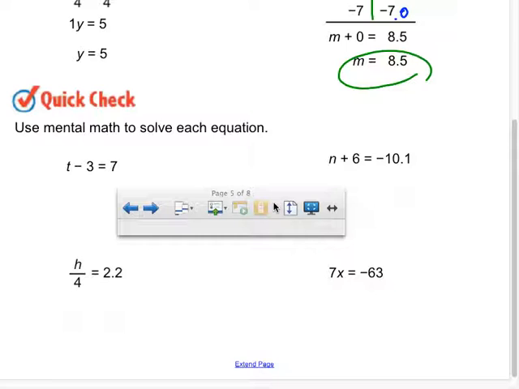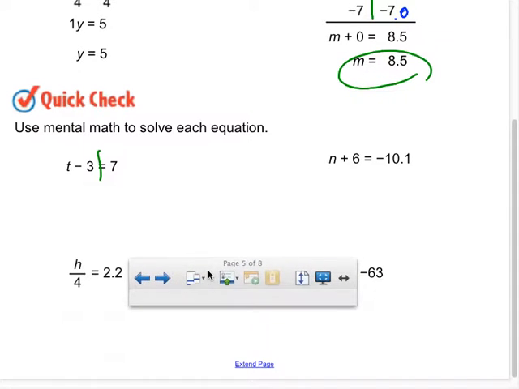So Jayla's correct. Over here, on this side of the equal sign, I got t minus 3, right? And so I don't want to have t minus 3. I want to have just t by itself. So I got to get rid of minus 3. How do I get rid of minus 3? I'm going to add 3 to both sides. Now, when I add 3 to both sides, minus 3 plus 3 becomes what? 0. And then 7 plus 3 becomes 10. Are we good?